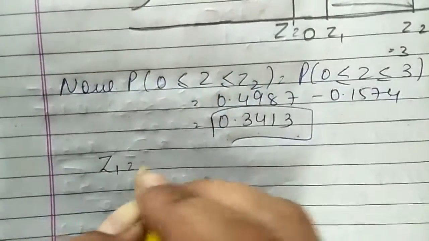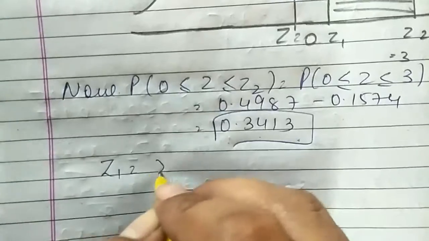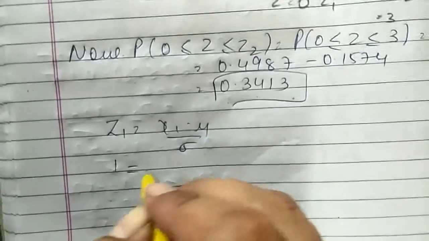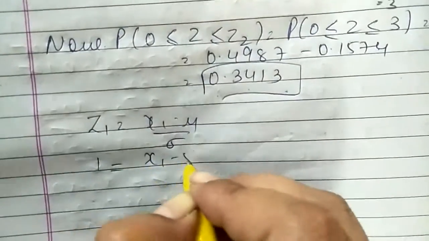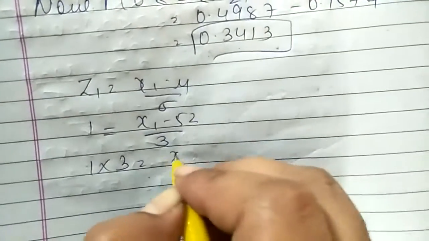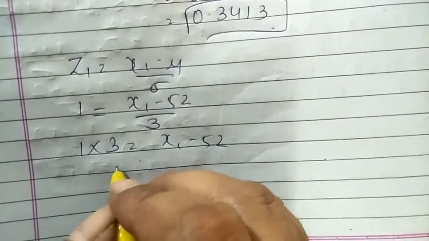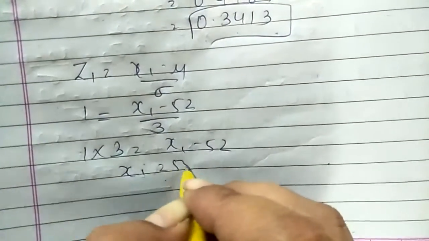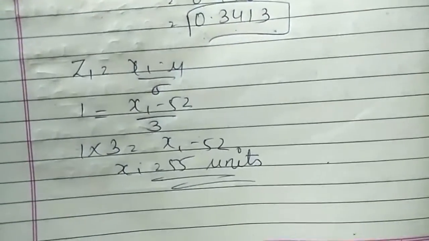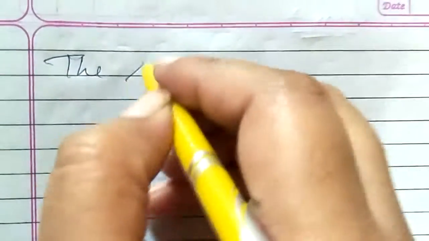So z1 is equal to (x1 minus mu) upon sigma. That is 1 is equal to (x1 minus 52) upon 3. So 1 into 3 is equal to x1 minus 52. So x1 is equal to 55 units. Clear?